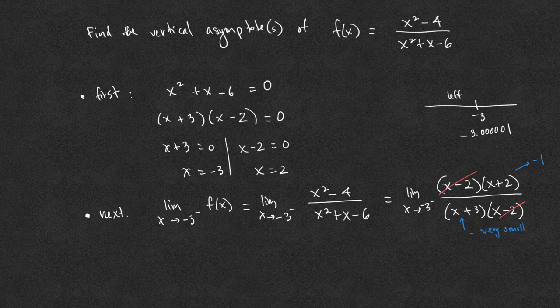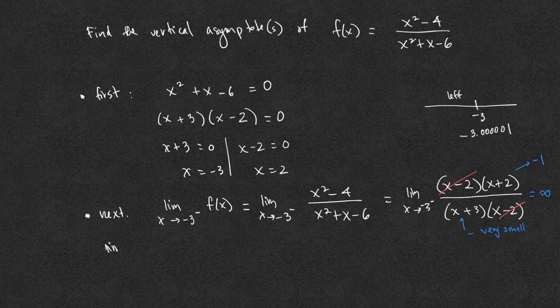And so we have a -1 over a negative very small number. So the result is a positive very large number. Negative divided by a negative, and a finite number over a very small number is a very large number. We denote a very large number infinity. So that means that we have a vertical asymptote at x equals -3.